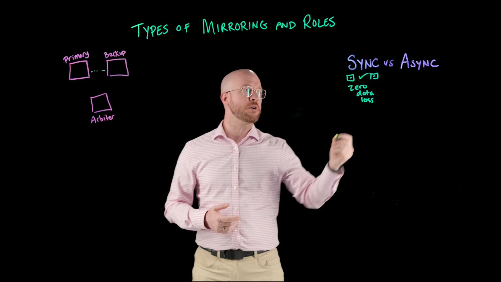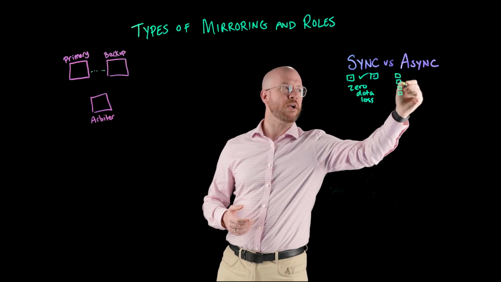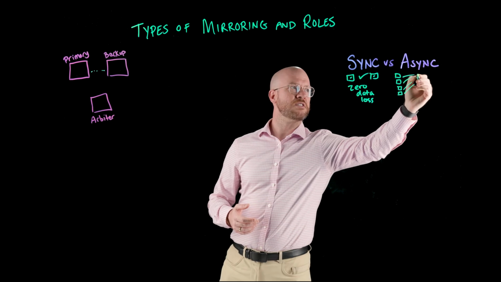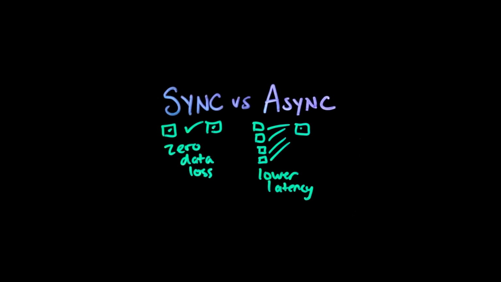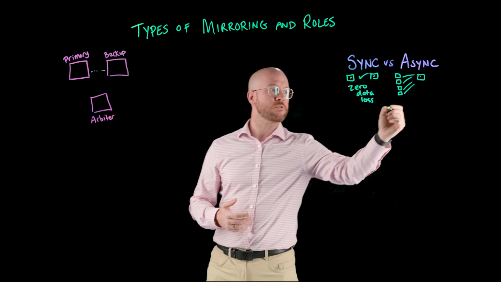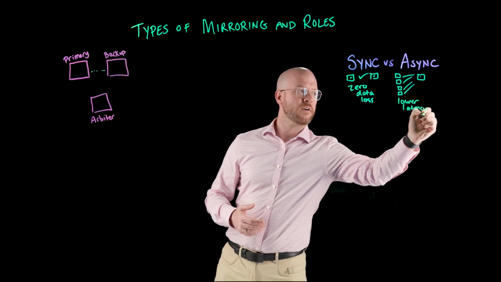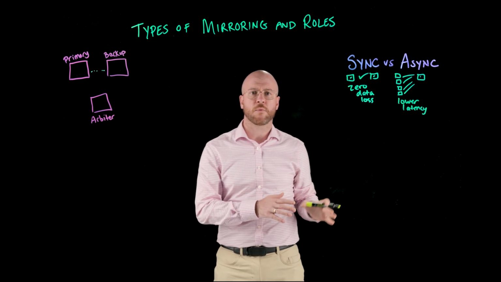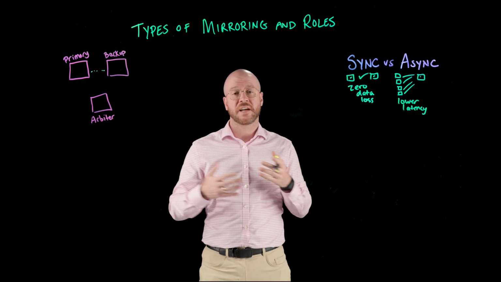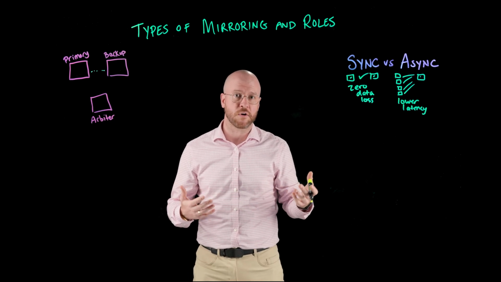Conversely, with asynchronous mirroring, changes are queued up and can be shipped later between the primary and the backup. This gives you much lower latency and better response time, because you're not waiting on every committed transaction to be confirmed on both sides, but you do have the risk of some data loss. So it's lower latency at the trade-off of some data loss. A little later, we'll talk about this in terms of the costs and considerations to keep in mind when architecting your mirroring setup.